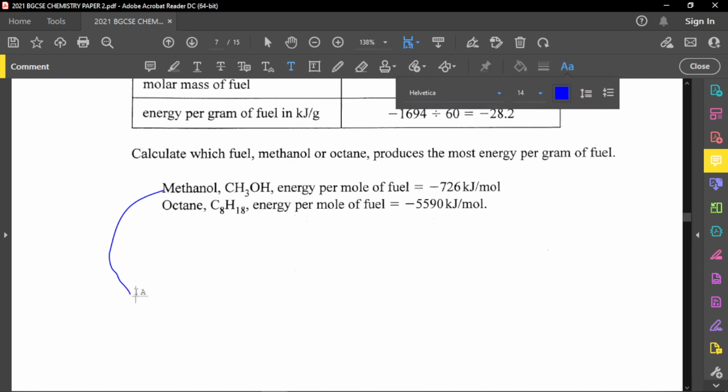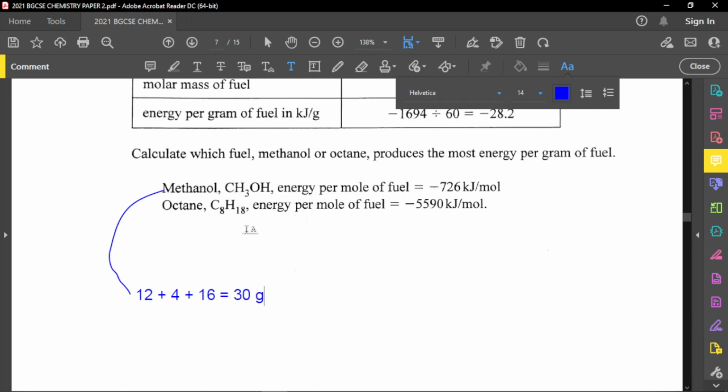For methanol, I'm going to find the relative molecular mass first. Carbon: there is only one carbon, so it's going to be 12 plus, for hydrogen, you have 4 of them, so 12 plus 4, plus the mass number for oxygen, which is 16. The total mass, which is the molar mass, 12 plus 4 plus 16, that is 32 to be exact. Yeah, so 32 grams. So the molar mass of methanol is 32 grams.